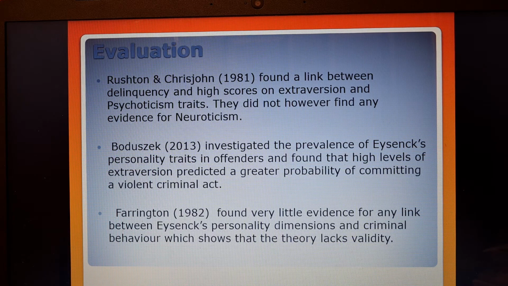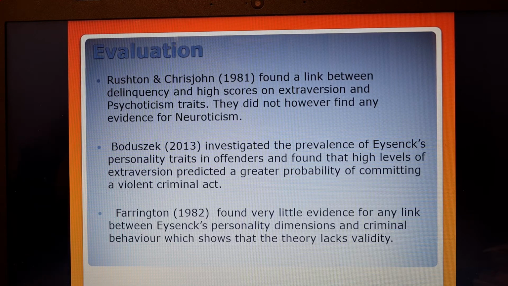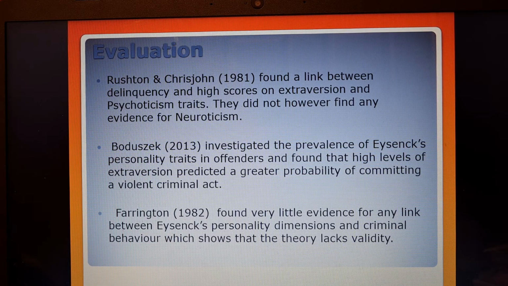Evaluation. There's a range of studies that can be used here to support and go against this personality theory. Firstly, in 1981, Rushton and Christian found an association between delinquency and high scores on extroversion and psychoticism. They did not, however, find any link for neuroticism. So again, there's some support, I suppose, a little bit of support for it, but it does go against the theory because there's no evidence for neuroticism.